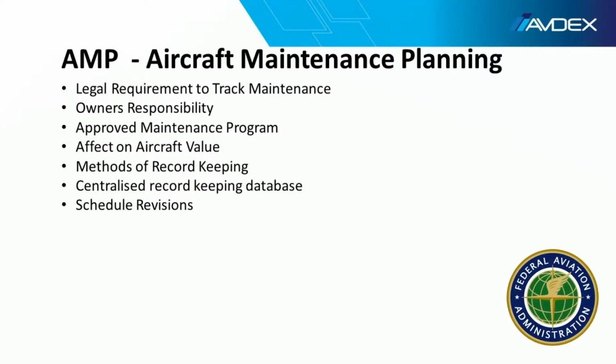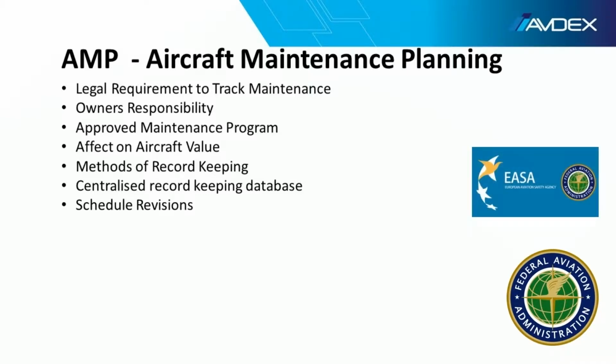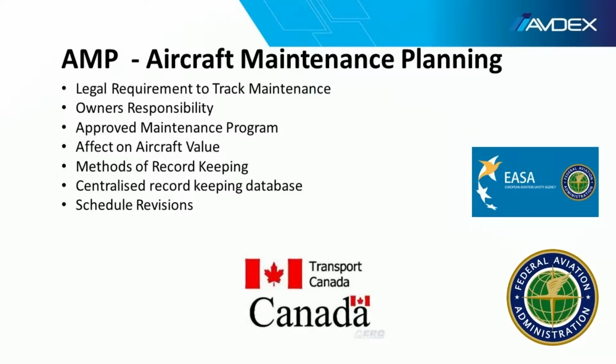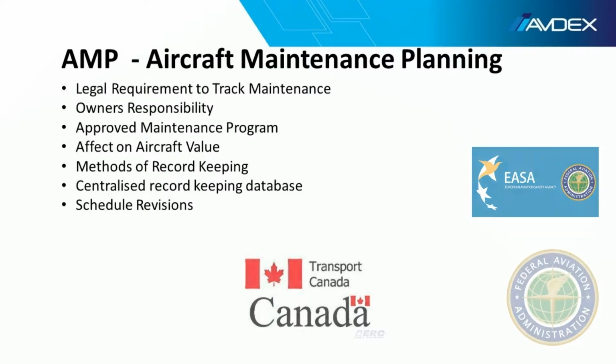Schedule revisions. Schedules on AMP are constantly checked to make sure that they conform to the latest ICA, instructions for continued airworthiness, publications by the manufacturers. Service bulletins and airworthiness directives are checked daily and other ICA publications are checked weekly to ensure that no revisions are missed. As these publication revisions are added to the AMP schedules, a change advice is sent to all users linked to an aircraft to which the affected schedule is attached.